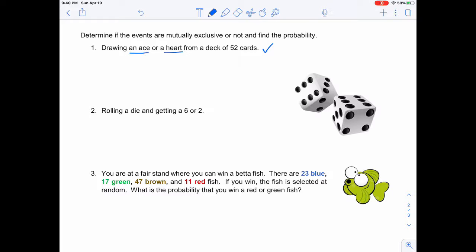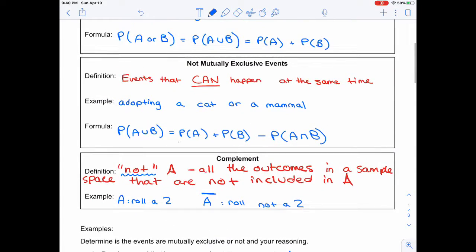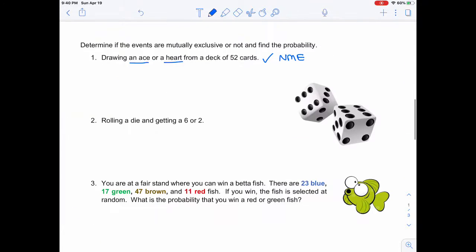Yes, we can. So this means that it's going to be not mutually exclusive. Remember, going back up to your formulas here, when events are not mutually exclusive, we need 3 separate things, okay? So I'm going to go ahead and define my event A as being an ace, and I'll say B is my heart.